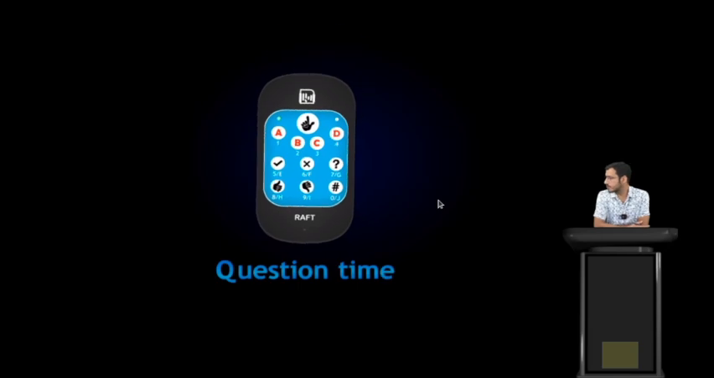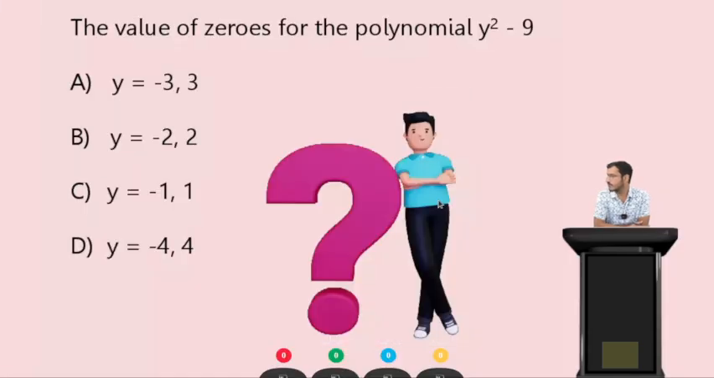Okay, now it's question time, students, and I have a question for you. The values of zeros for the polynomial y square minus 9, and I am giving you 30 seconds. So which option is correct here? Option A, y is equal to minus 3, plus 3. Option B, y is equal to minus 2 comma 2. Option C, y is equal to minus 1, 1, and option D, y is equal to minus 4, 4.